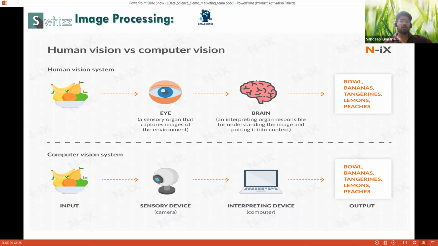Similarly, with ML, by having sensory devices we view all the data, and by using ML we interpret the results, saying that it is a bowl with bananas, lemons, peaches, and so on. This is how computer vision works. Instead of the brain, here we are using deep learning techniques.